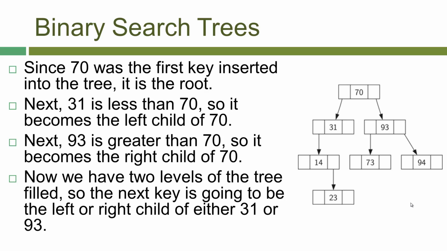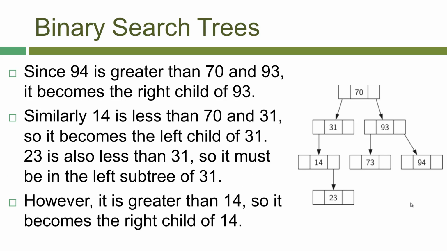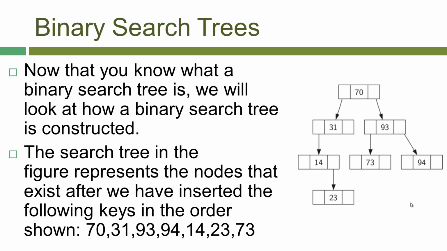Now we have two levels of the tree filled, the 70 level and then the 31, 93 level. So the next key is going to be the left or right child of either 31 or 93, which is where 14, 73, and 94 come into play. Since 94 is greater than 70 and 93, it becomes the right child of 93. Similarly, 14 is less than 70 and 31, so it becomes the left child of 31. 23 is also less than 31, so it must be in the left subtree of 31. However, it is greater than 14, so it becomes the right child of 14. Keep that in mind, and you can go back and reference these slides for the ordering of the keys as they were inserted into this binary search tree.